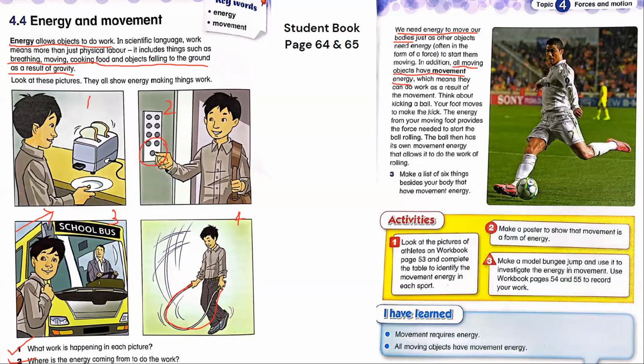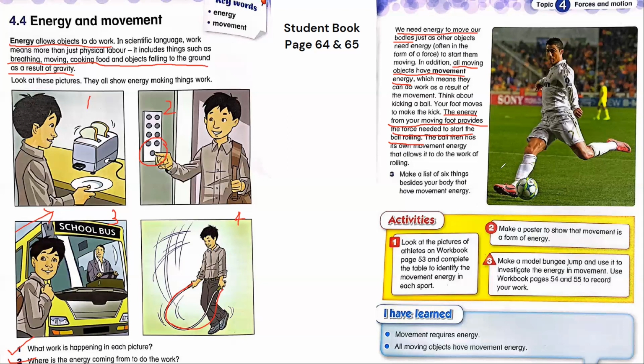Think about kicking a ball. Your foot moves to make the kick. The energy from your moving foot provides the force needed to start the ball rolling. The ball then has its own movement energy that allows it to do the work of rolling. This is simple. Now, I want you to highlight: the energy from your moving foot provides the force needed to start the ball rolling.